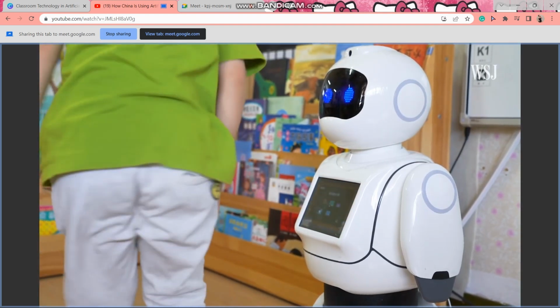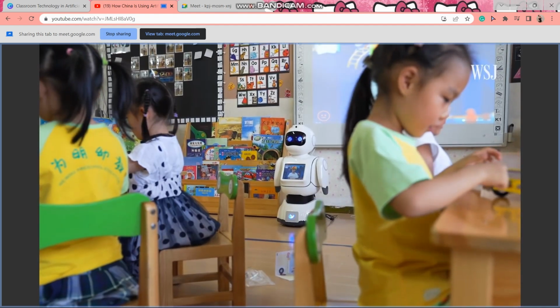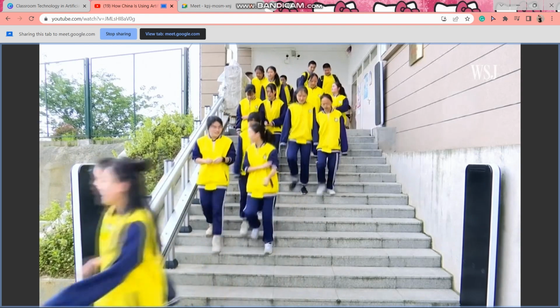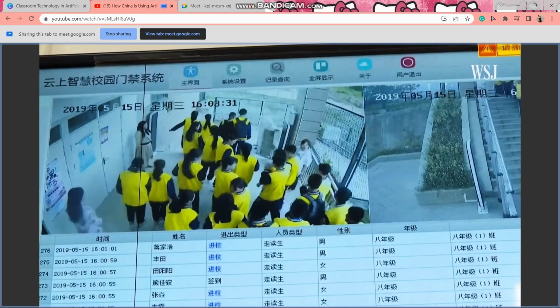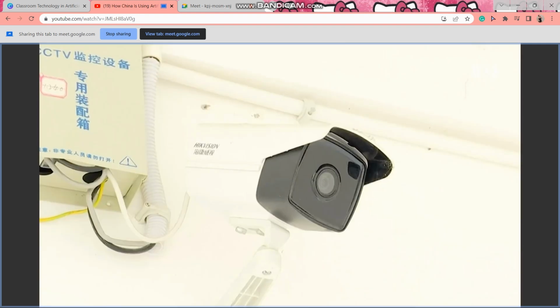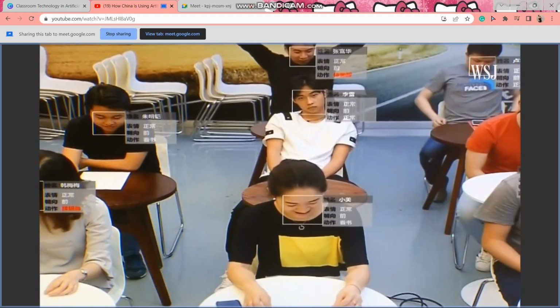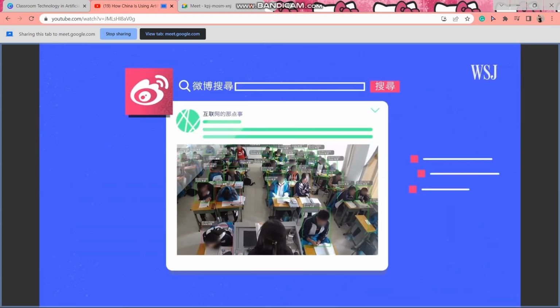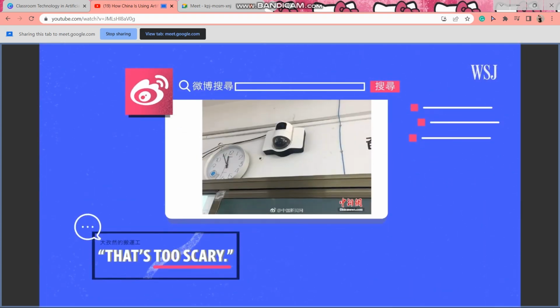Classrooms have robots that analyze students' health and engagement levels. Students wear uniforms with chips that track their locations. There are even surveillance cameras that monitor how often students check their phones or yawn during classes. These gadgets have alarmed Chinese netizens.